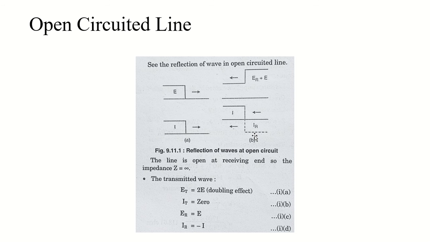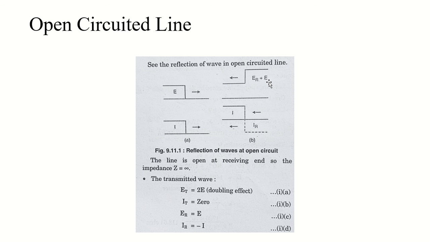The value of ET will be 2E because of the doubling effect, because ER and E both are getting added with each other. So ET will be 2E. Now as my line is open circuited, what will be the value of current? It will be 0. The value of ER, interesting enough, will become same as E, and the value of IR will become negative I.